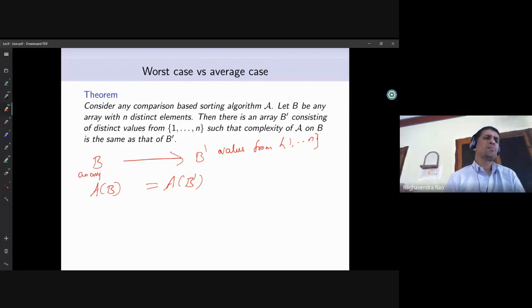There is also a kind of bijective correspondence, but I'm not going to specify it. That is, if I consider permutations of B, they will correspond to permutations of B prime. So there is a bijective correspondence, and in a sense, this array is unique among all arrays with distinct values from 1 to n, which is nothing but permutations of 1 to n. Any question on the statement?